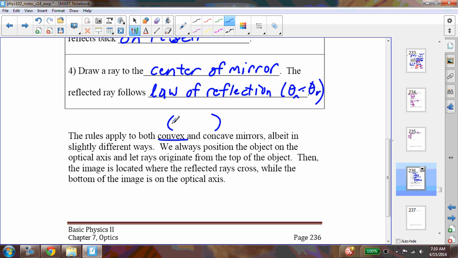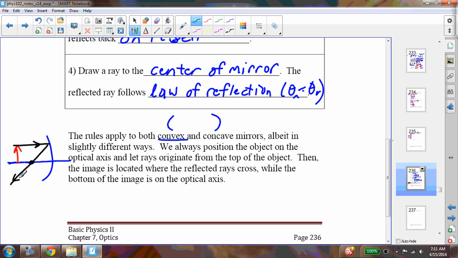We'll always position the object on the optical axis. So if I have a mirror like this, this is what we call the optical axis, this line. And so we'll always put the object on the optical axis. We'll always put it like right here. And the rays that come off of this object are always going to come from the top of that object. Say this is our focal point. This, for example, would be rule number 1, parallel to the axis and through the focal point.